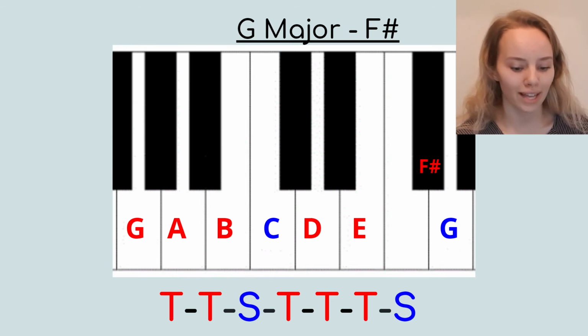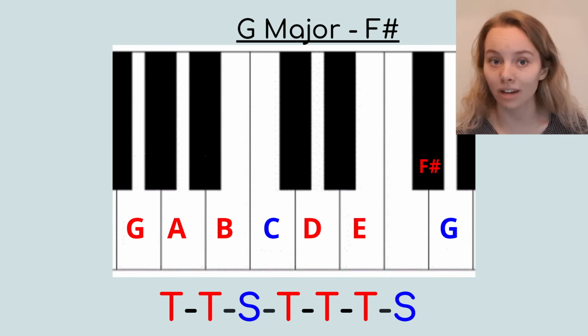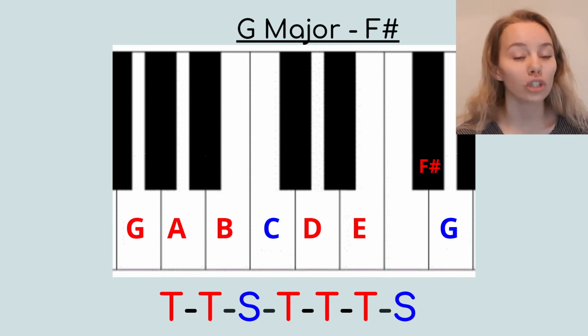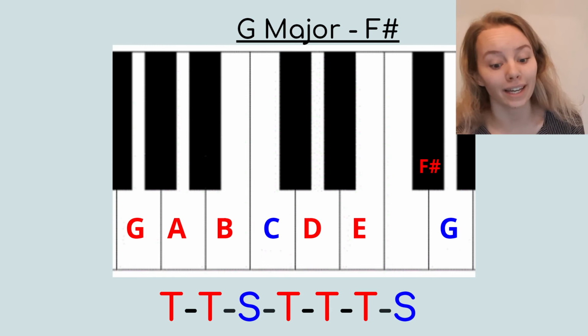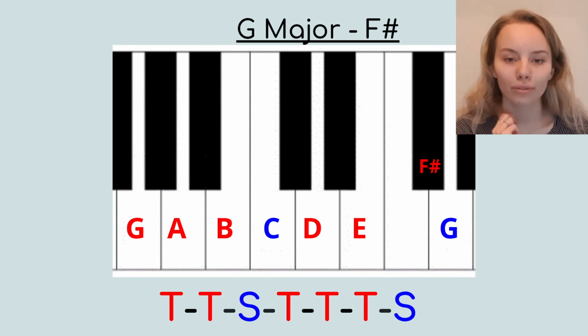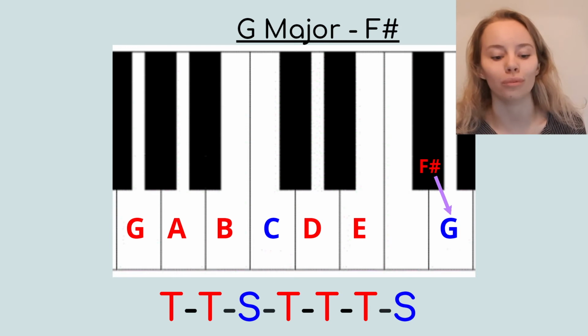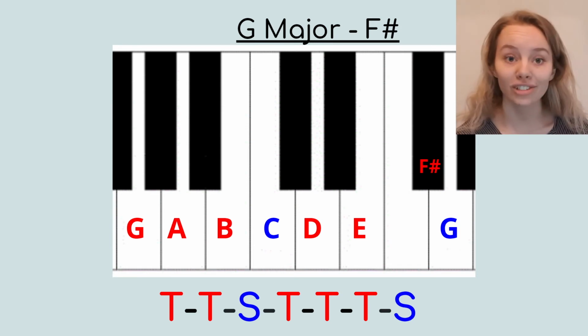So let's try that. So we start on the G, we're going to do a tone, takes us to A, another tone, B, semitone, C, another tone, D, another tone, E, and then we've got a tricky little step, which is another tone, so we go E, F, F sharp. There's 2 steps, another tone, and then we finish off with a semitone, which takes us to G. And that is our G major scale.